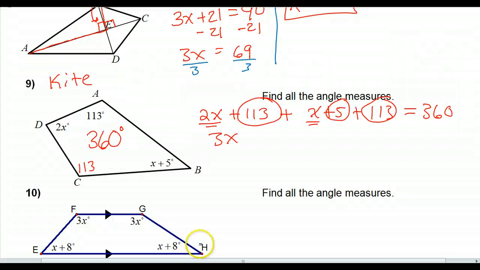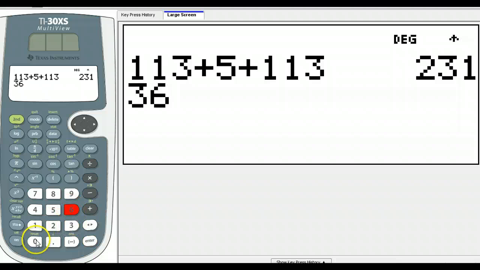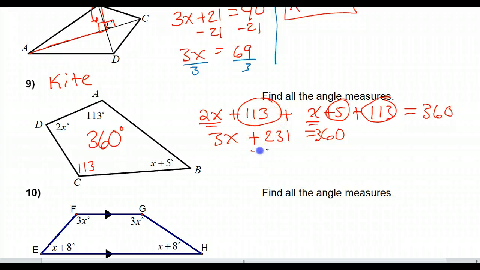Okay, so that's 231. So 3x plus 231 should equal 360. So we're going to subtract 231 from both sides. Okay, so subtracting 231, that's going to give us 3x is equal to 129.